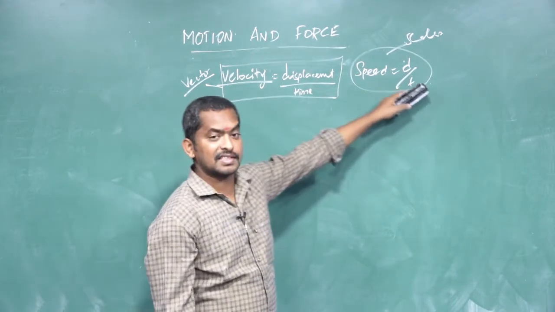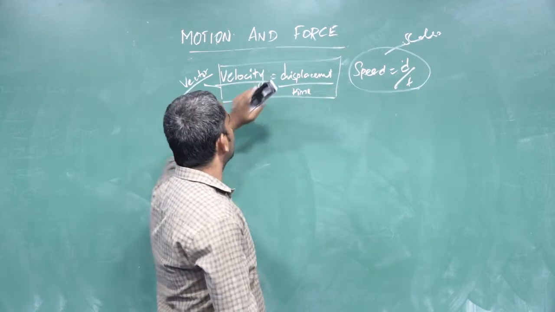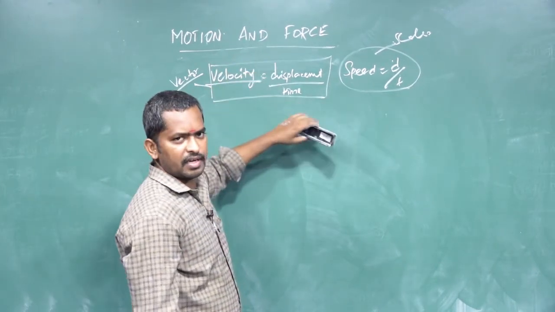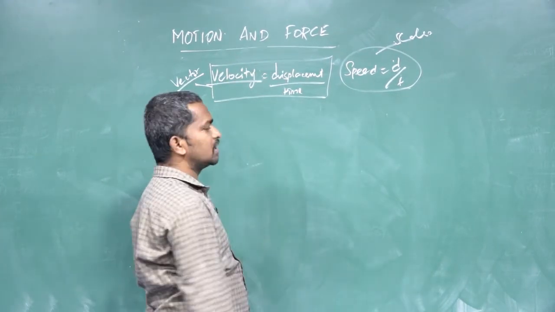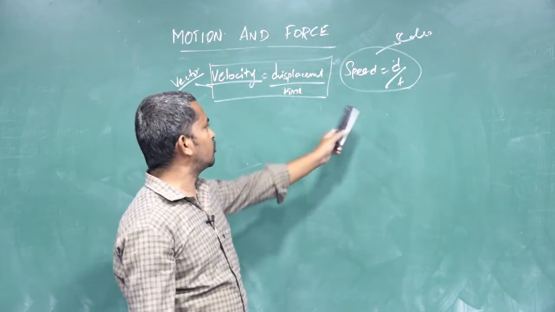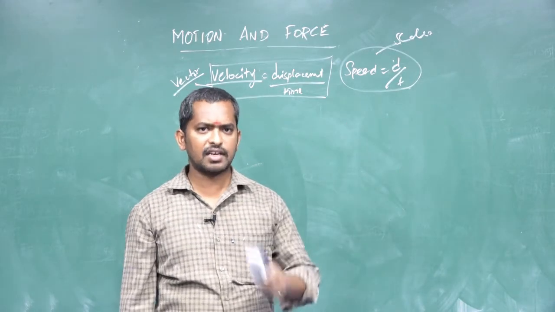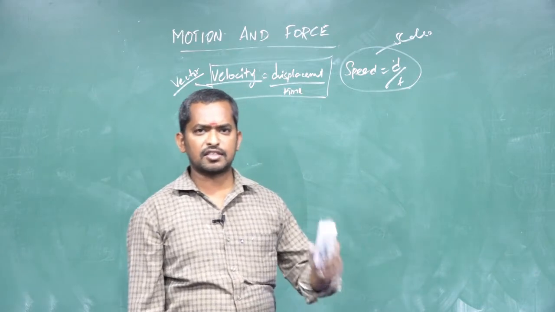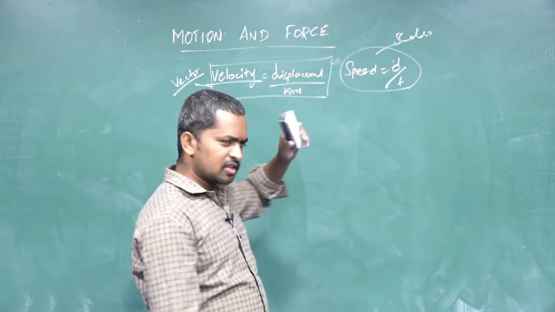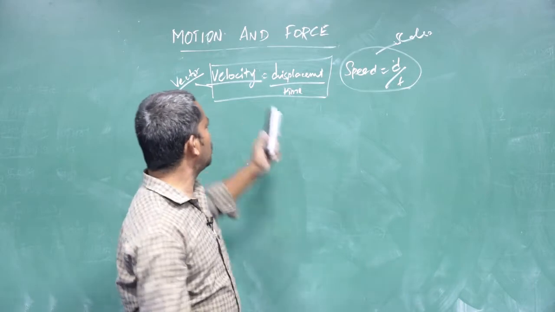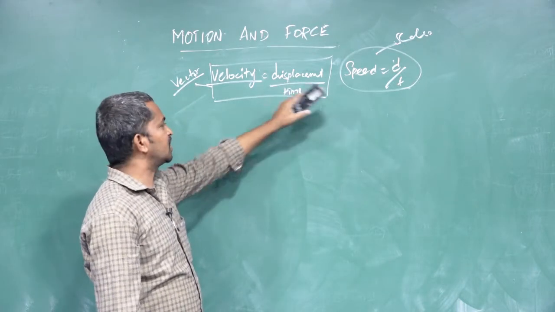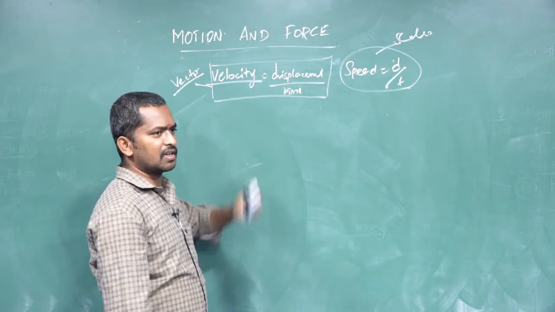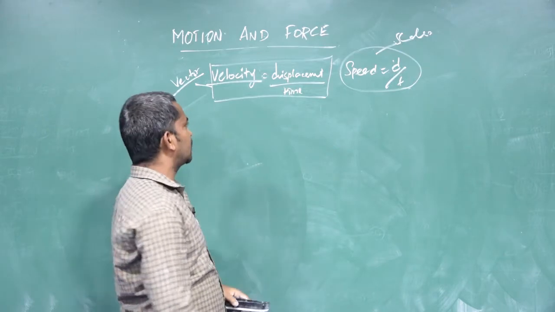Speed is equal to distance divided by time. Velocity is displacement divided by time. What is the unit of velocity? The unit of velocity and the unit of speed are both the same, meter per second. The unit of distance is meter, and the unit of displacement is also meter. So the unit is the same. The unit of speed and the unit of velocity is meter per second.